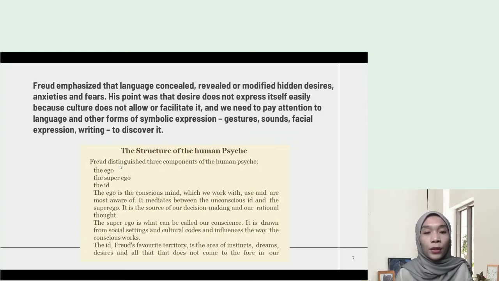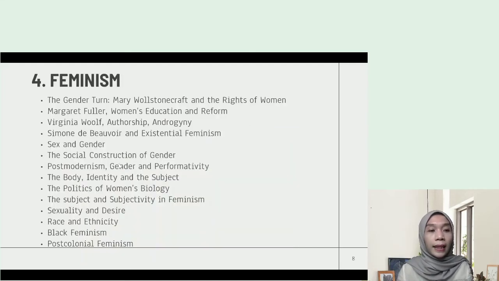writing, to discover it. So let's say you read one particular literary work and then you want to analyze the human psyche. You want to use psychoanalysis as the approach, and then you elaborate the structure of the human psyche, the ego, superego, and the id, for you to find out that, for example, the main character experienced post-traumatic stress disorder. See the steps? You have psychoanalysis as the approach, and then you go deeper. That will be the structure of the human psyche in order for you to analyze the post-traumatic stress disorder experienced by the main character. See, you have the approach, and then you have the theory, you have more specific the concept to elaborate the conflict. Okay, and then next you have feminism.